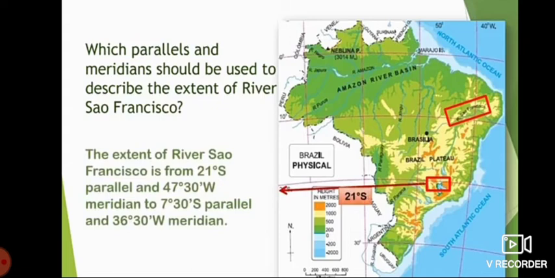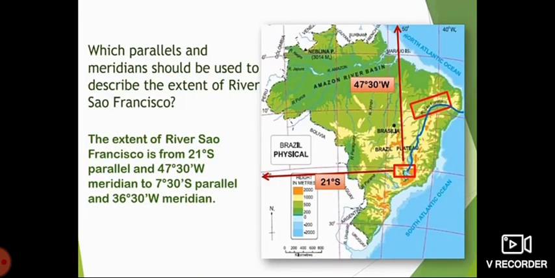So is it below 20 degree? Yes, little below 20 degree, so we can represent it as 21 degree south. Now longitudinal extent, is it going up, red arrow? Yes, it is between 40 degree and 50 degree west, but it is close to 50 degree, so we can say the longitudinal extent is 47 degree 30 minutes west.